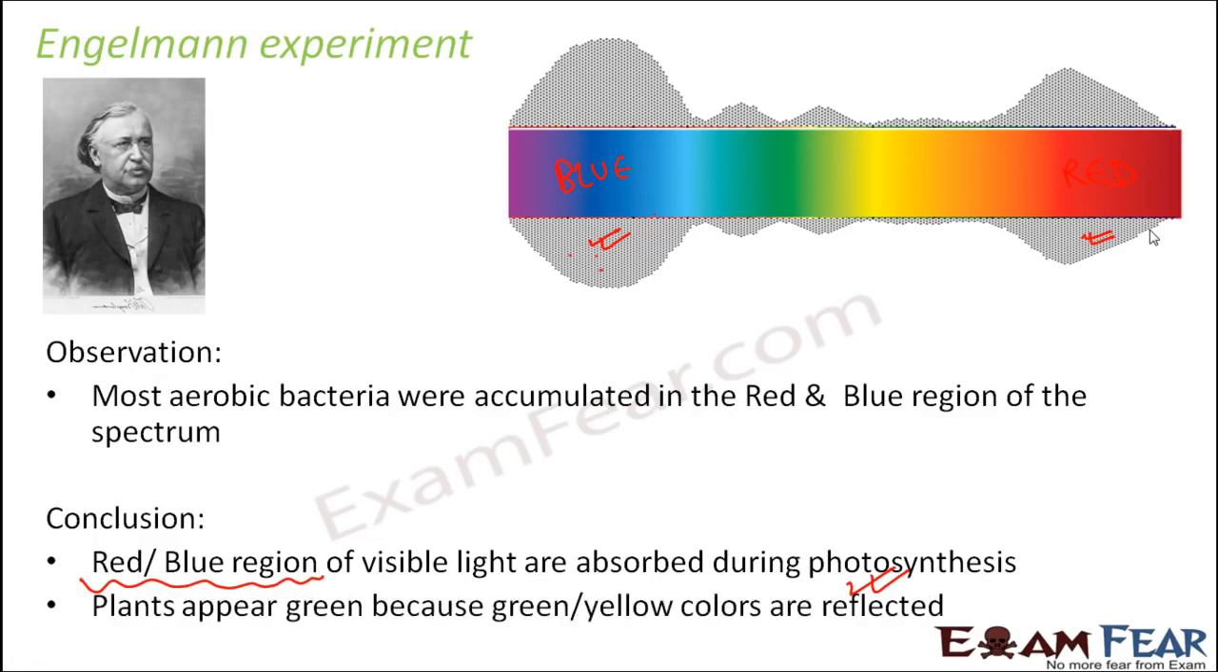So plants appear green because the green and the yellow colors are reflected. Now another important thing which we get to know from here: by this we knew that out of all these colors, mostly the blue and the red colors get absorbed. Whichever color gets absorbed is taken in by the plants, and whichever color is reflected is the color of the plant which we see.